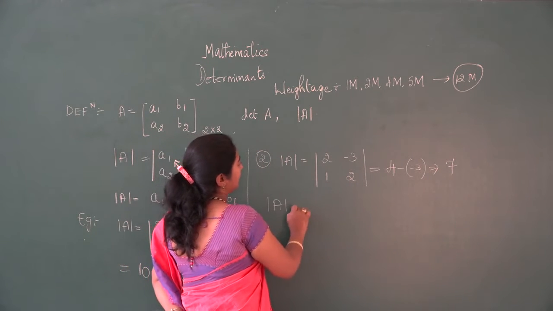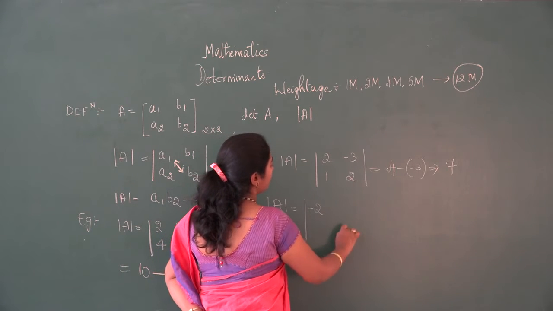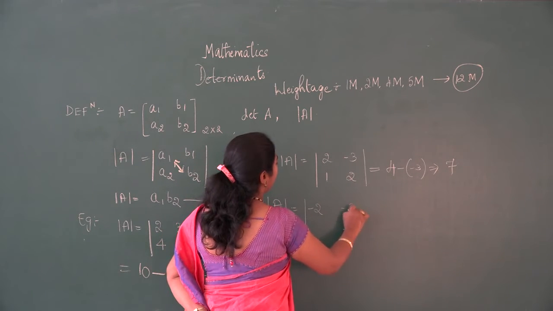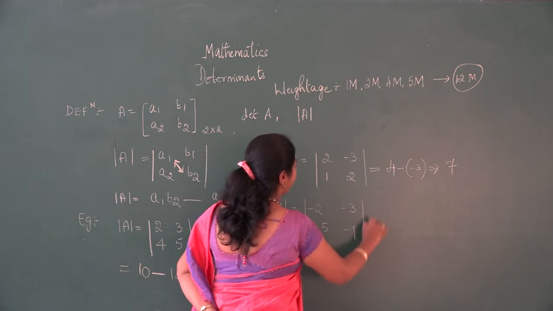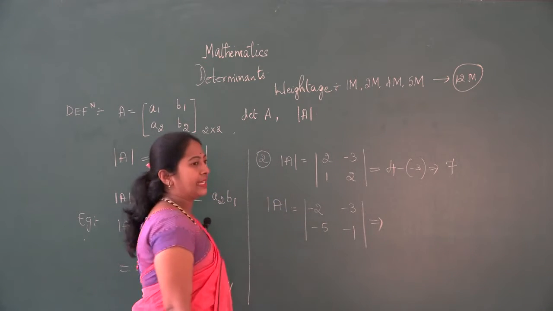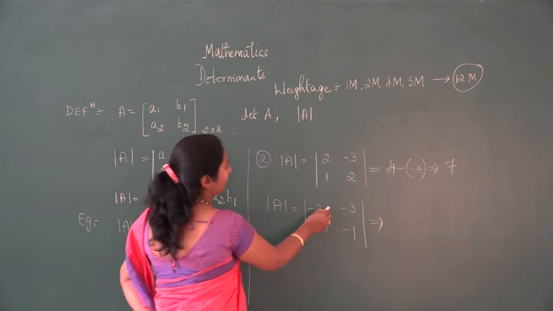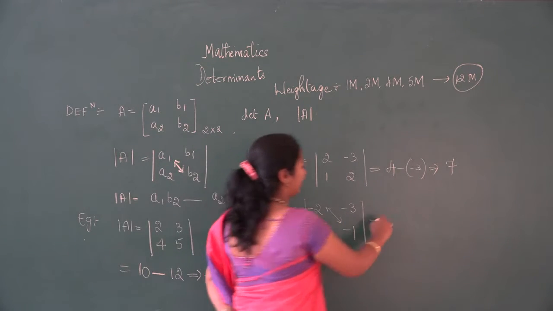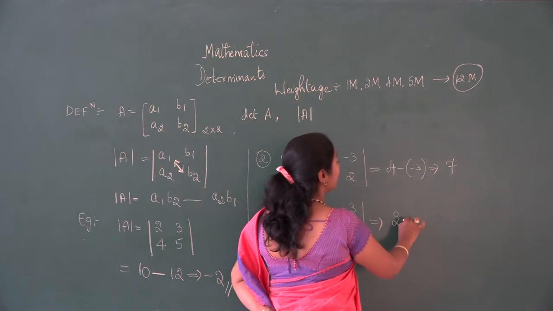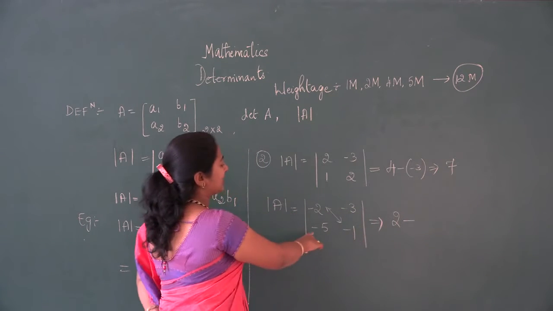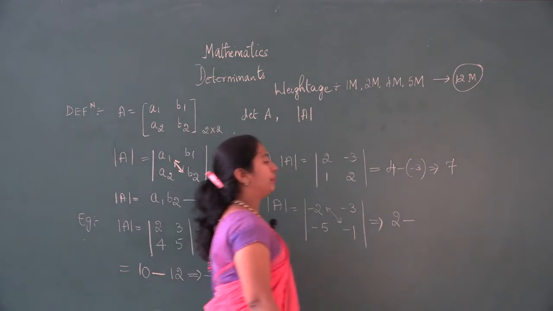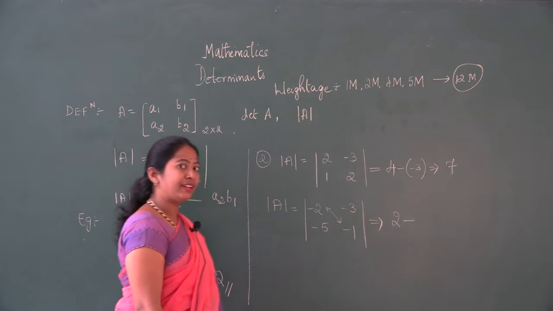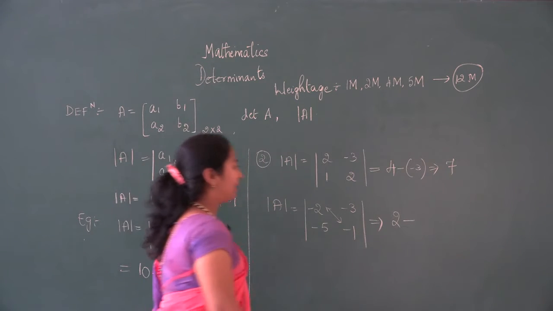A few more examples. Minus 2, minus 1, minus 3, minus 5. Which are the principal diagonal elements here? These two are the principal diagonal elements. So minus 2 into minus 1 will be plus 2. The formula is always with minus. Minus 5 into minus 3, minus into minus is plus, so it will be plus 15.